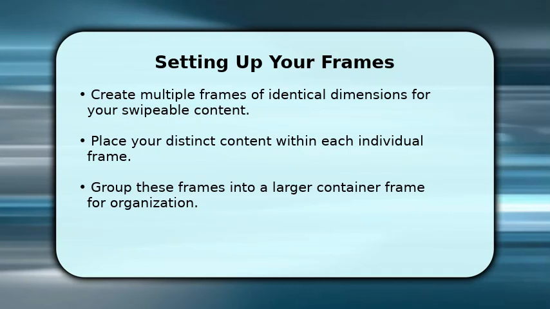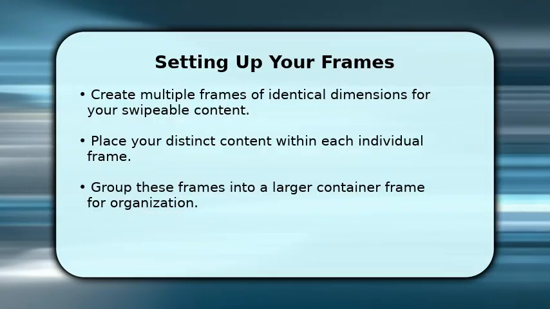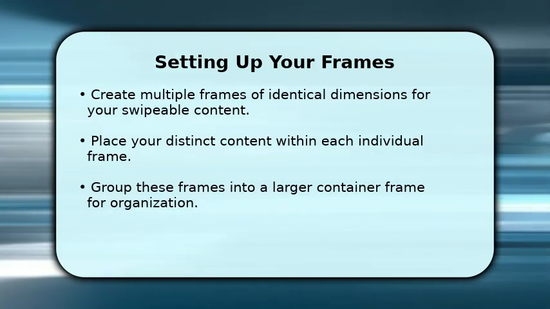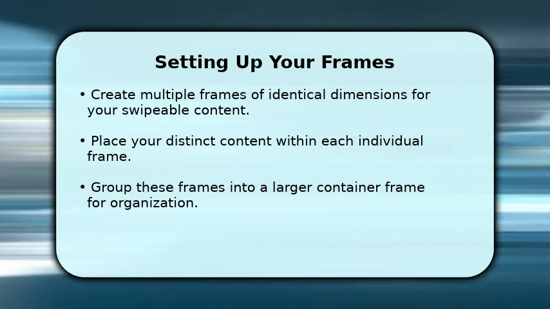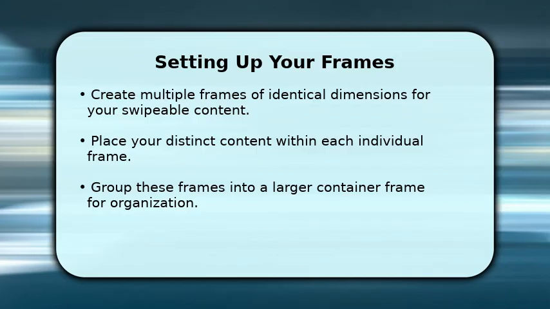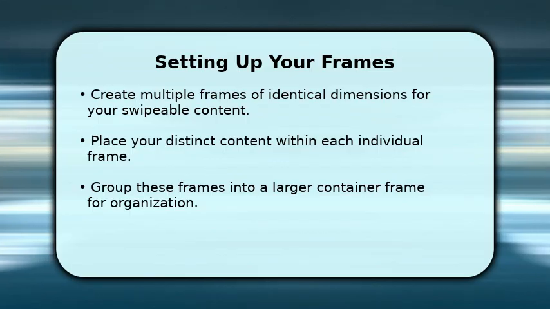Now, let's set up our frames. Begin by creating 3 to 5 frames, each measuring, for example, 375 pixels wide by 812 pixels high, representing different screens. Populate each frame with unique content, like an image and a short description. Next, arrange these individual frames horizontally side by side within a larger parent frame. This parent frame will act as our viewport for the swipe interaction.